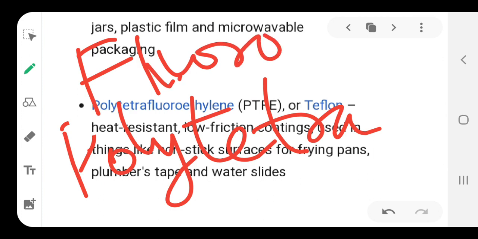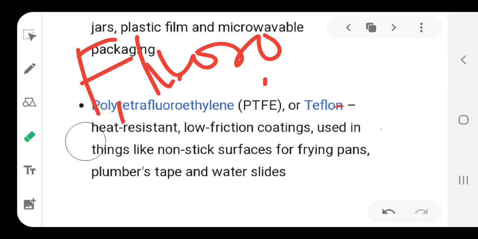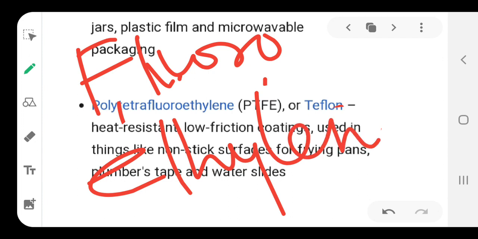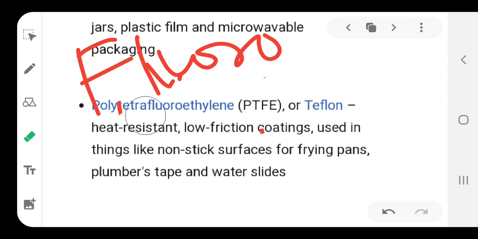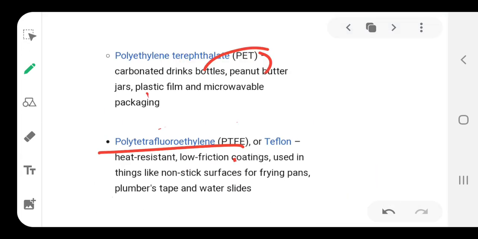Fluoroethylene. So write down the whole name, polytetrafluoroethylene. So you can see the names are a bit more difficult for you. So you have to practice it many times. So in case of this Teflon, the chemical name goes like that. Polytetrafluoroethylene. So one was PET, other was Teflon.